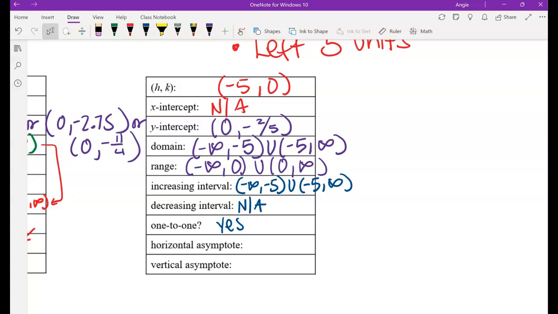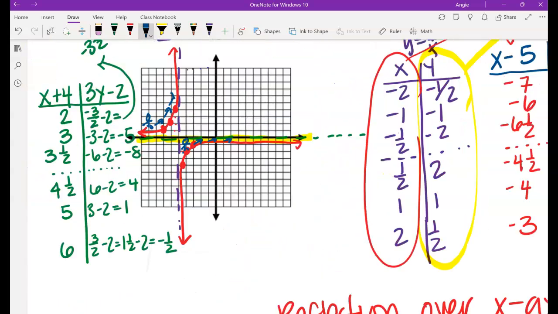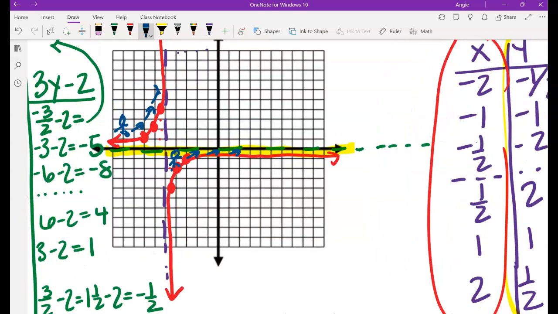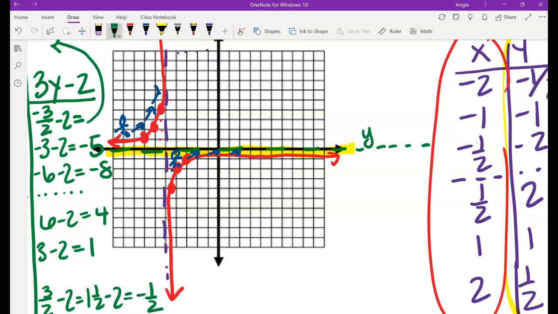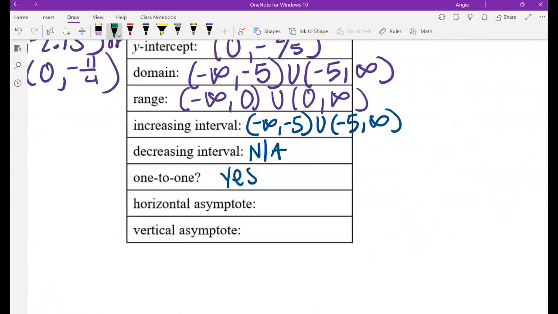Horizontal asymptote is always going to be your what? Which one? H or K? Did you say H? No. Okay. Guys, horizontal means we're going to go left or right, meaning that it has to cross over the y-axis. So horizontal asymptote always has to come from your K value. K.